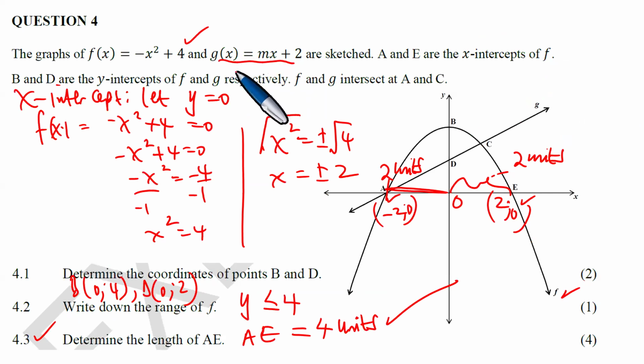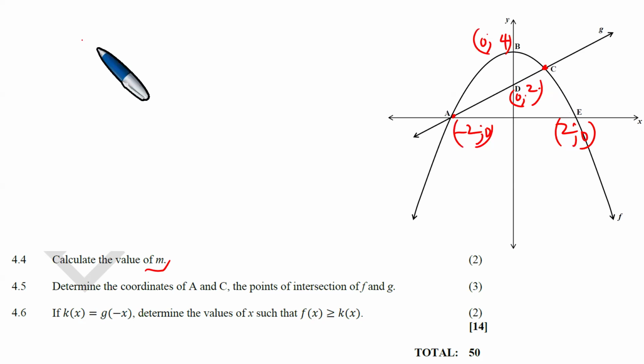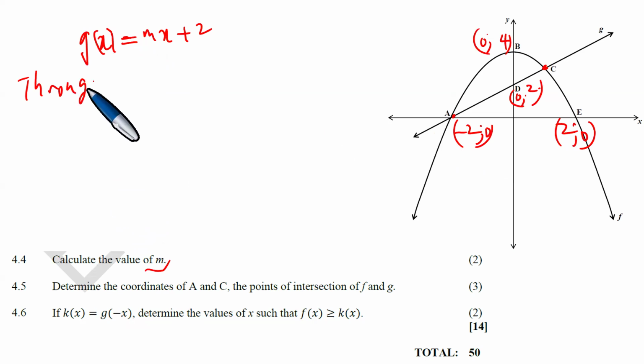So it is g of x is equal to mx plus 2. Right, so if g of x equals mx plus 2, now that is where the m appears. So you need to take a point that is on the graph. So the graph G passes through a point.